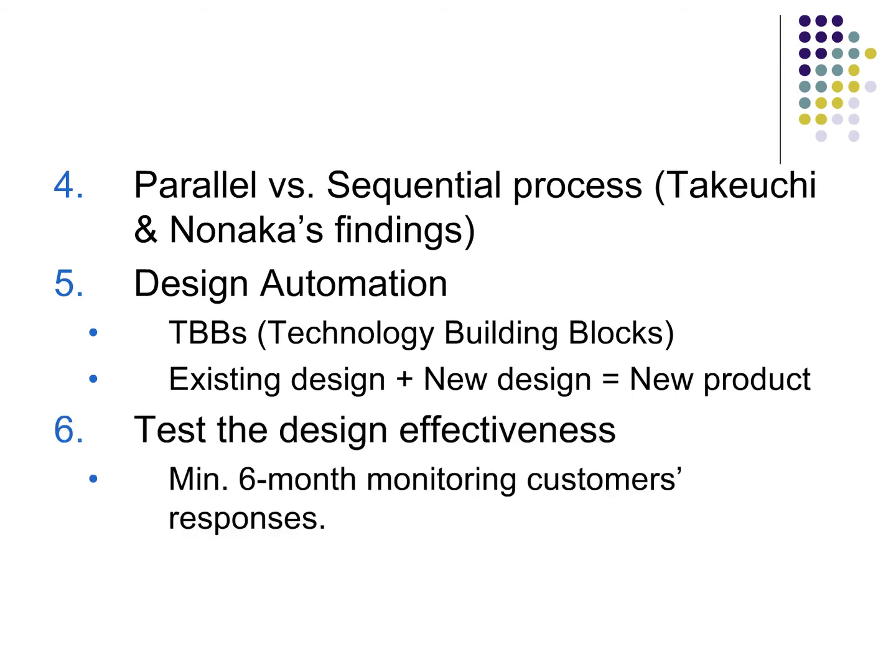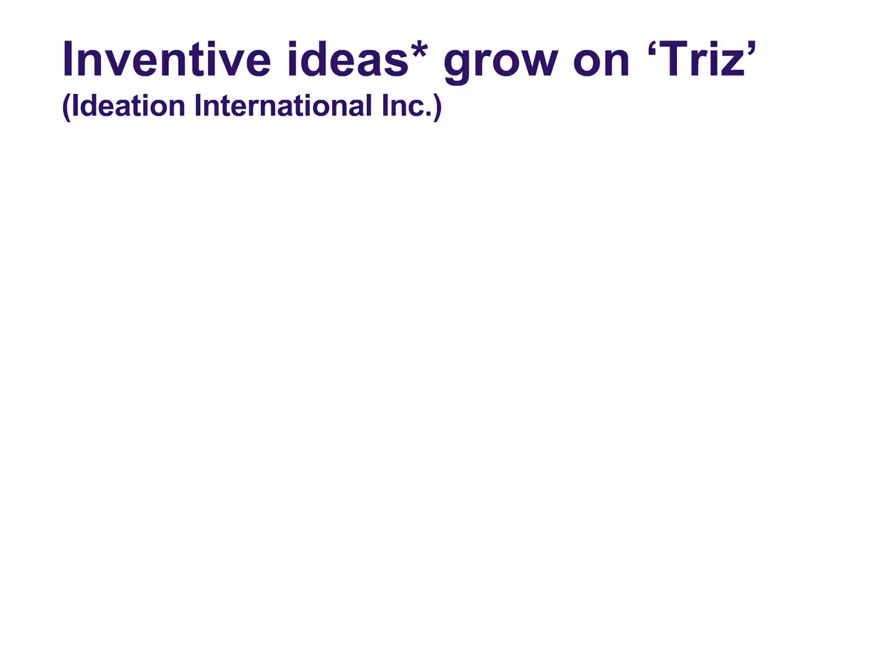Also, we need to test the design effectiveness. Oftentimes, now I'm talking about the Ch05, that's what they did, and we can learn from them. They use a minimum of 6 months. They will monitor customers' response. Once they have the product design, they will show it to the customer. All right, now with this experience from Ch05, there are other useful tools that one can use for your effective designing.